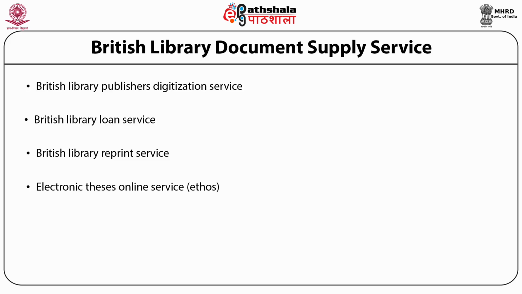The British Library provides original quality reprints of articles directly from the publishers for internal training or for dissemination to customers at events and exhibitions. The Electronic Thesis Online Service of the British Library provides online access to over 250,000 UK theses.